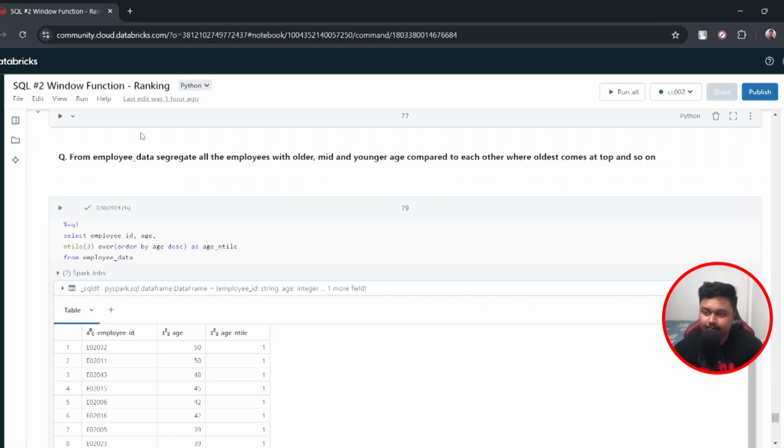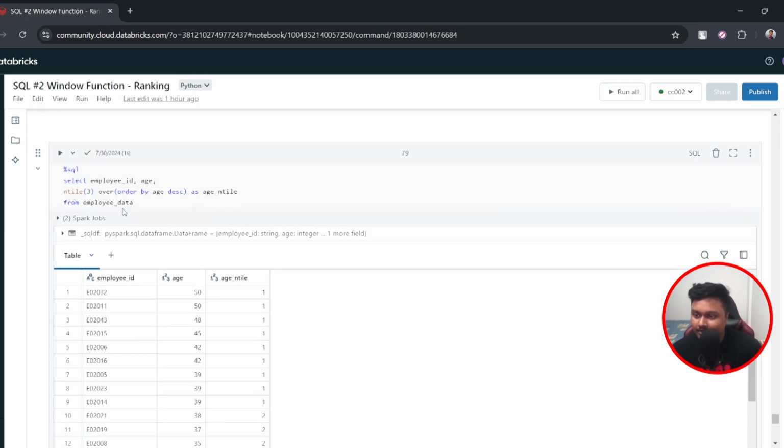So coming to a question, from employee data, segregate all the employees with older, mid, and younger age compared to each other, where the oldest comes at the top and so on. So what we have to do, we have to basically group the data based on the ages of the employee into a older section, a mid section, and a younger section. So definitely we have to use Ntile to do so.